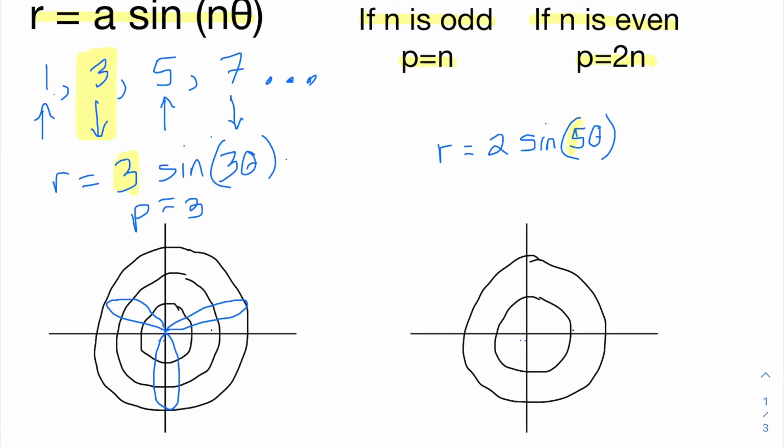So here, n is 5. We know the number of petals is going to be 5, because when n is odd, then the number of petals is equal to n. And because that number is 5, the orientation of that first petal will be in the upward direction. So petal number 1 goes here.